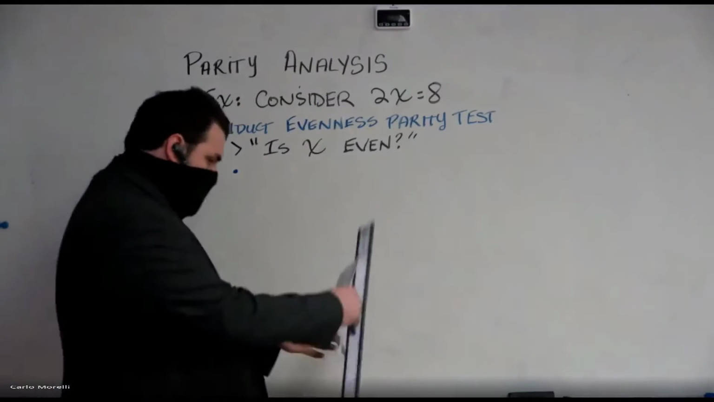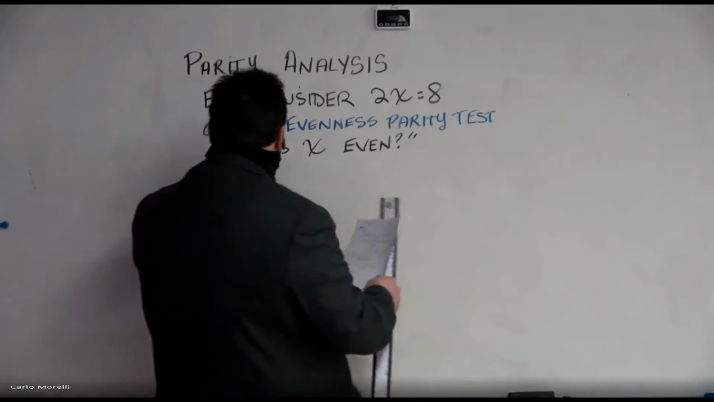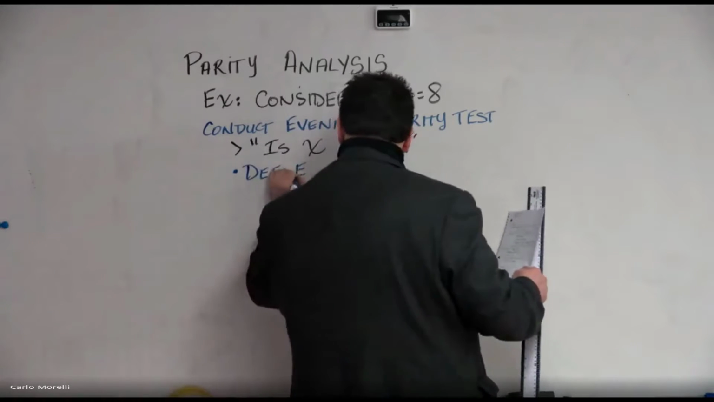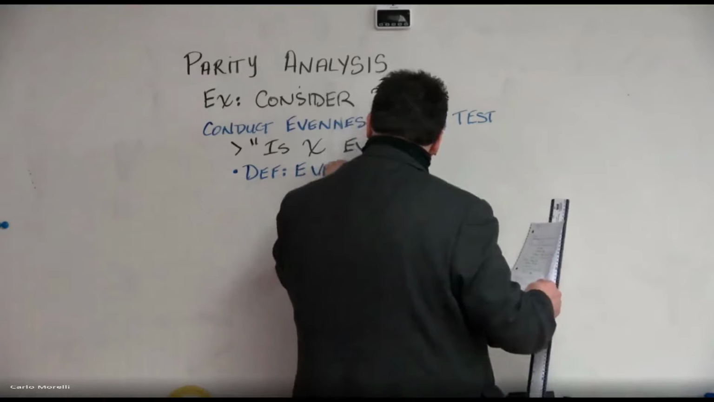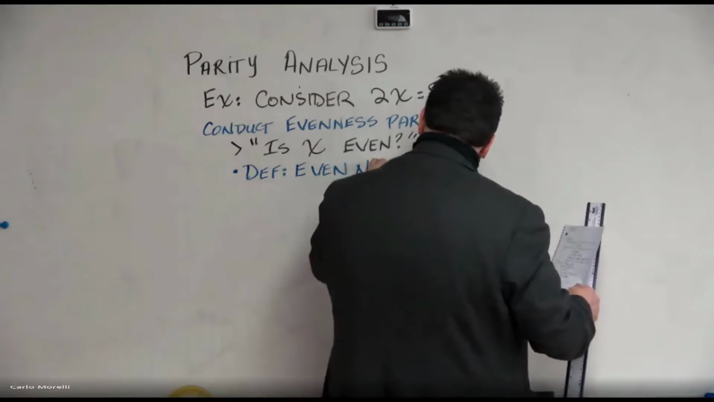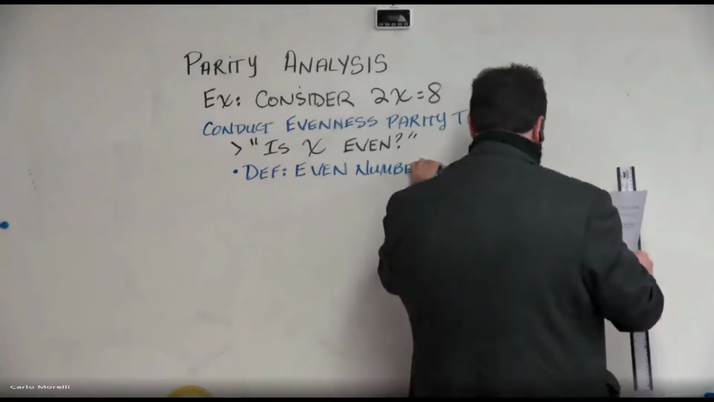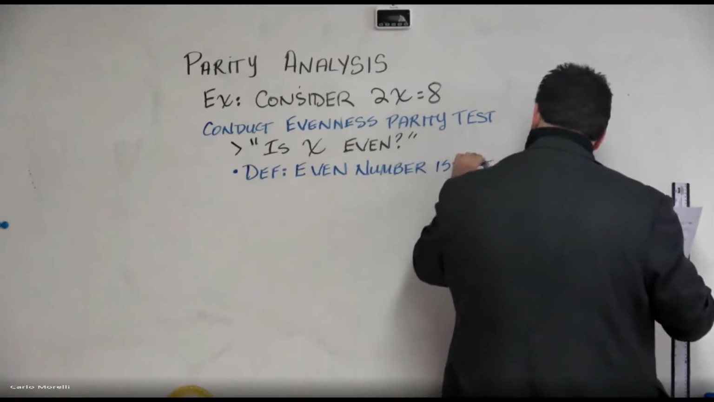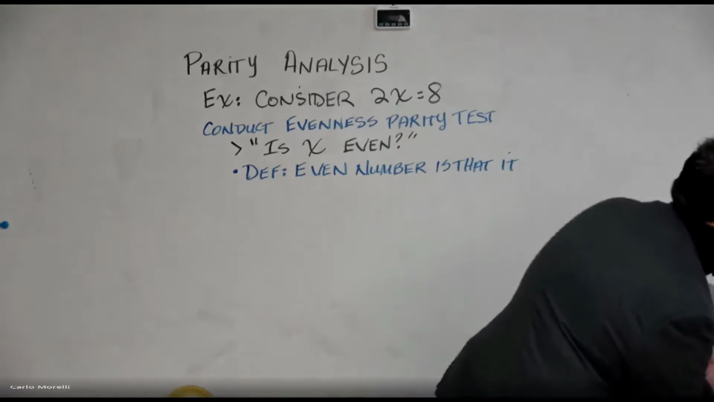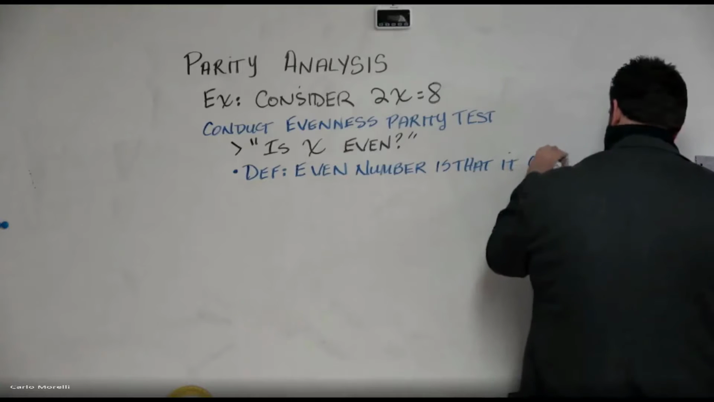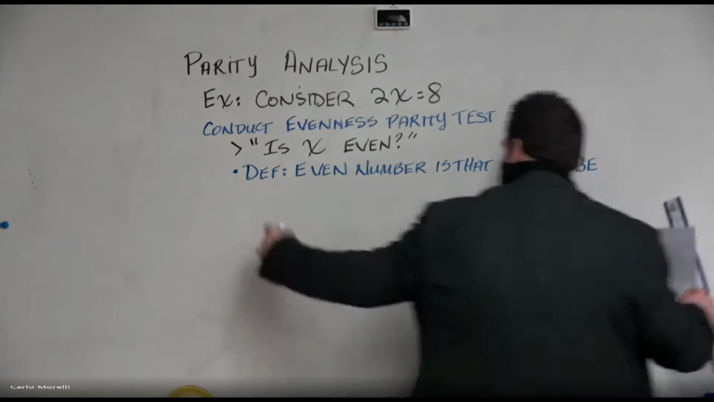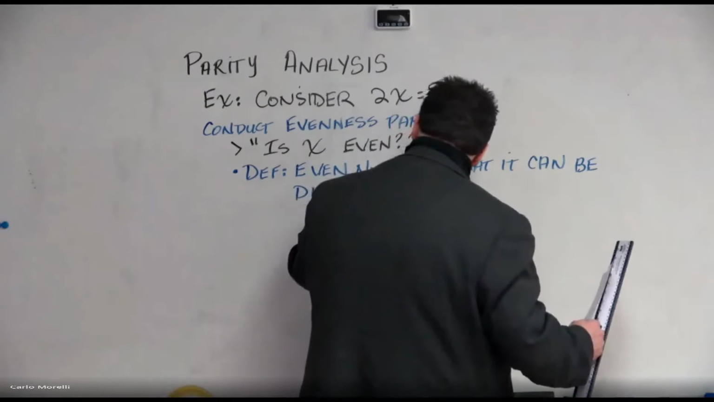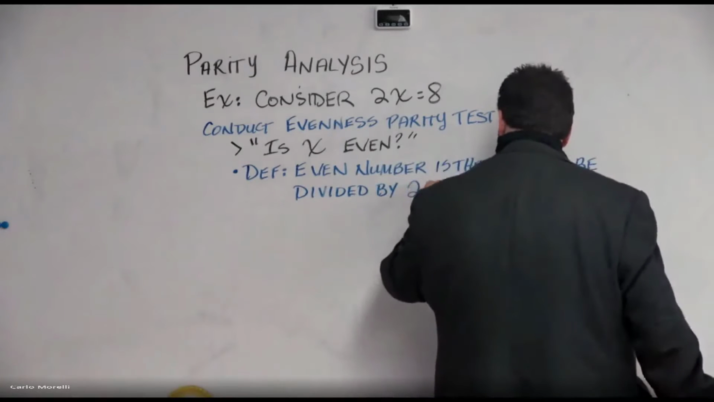All right, so here, let's write this down. The definition of an even number is that it can be divided by 2 with no remainder.